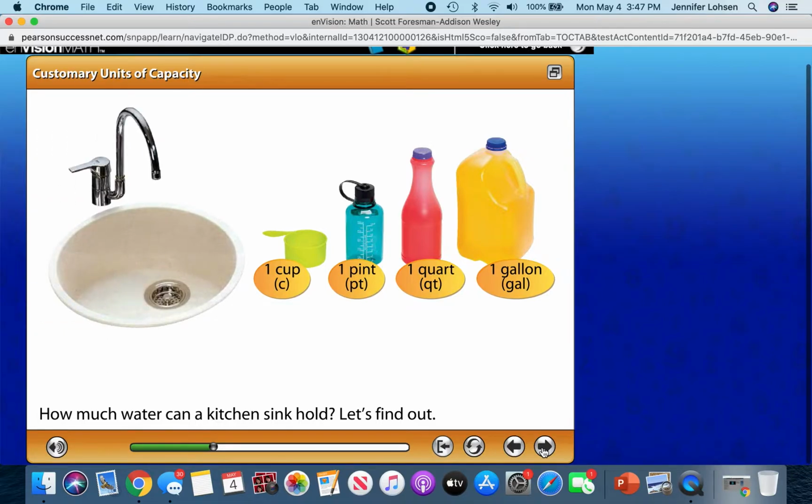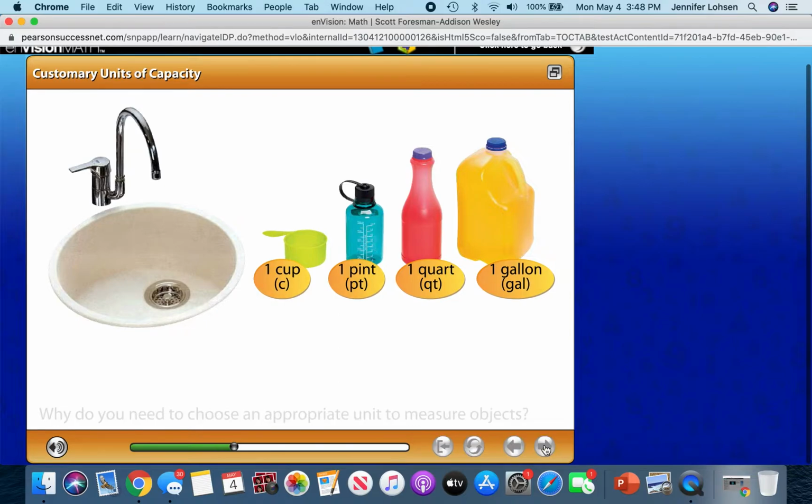Let's find out. Okay, so this kitchen sink in this picture here does not look that large. I want you guys to visualize our sink in our classroom. And I know it's been a long time since we have seen that sink, but it is a really nice, big, wide, deep sink. We could fit a lot of things in that sink. It has a pretty big capacity, if I do say so myself. So, which one of these units do you think would be most appropriate to measure the capacity of our classroom sink? Cups, pints, quarts, or gallons? If you said gallons, you are absolutely correct.